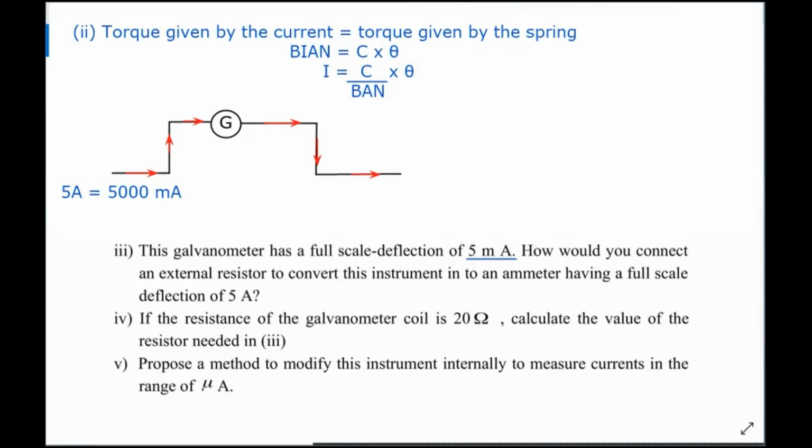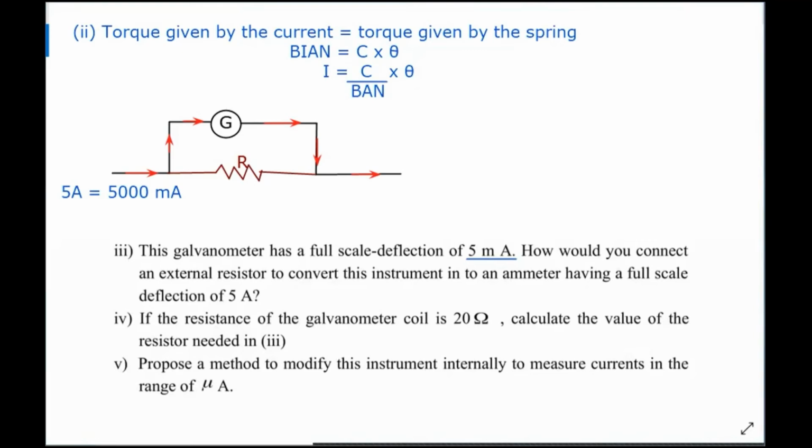we connect another resistor like this. Then what will happen? We select this resistor. Don't draw it, because the exam does not ask you to draw the figure. Right. We connect a capital R resistor like this.